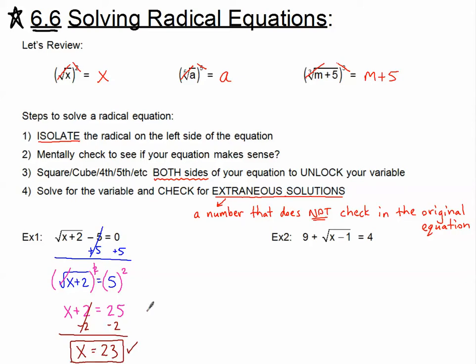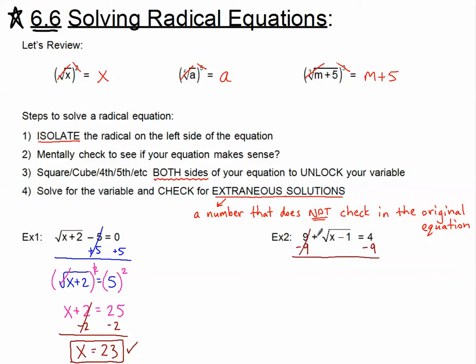Excellent. Let's look at number 2. We're also dealing with the square root, so ultimately we'll probably be squaring to get rid of the square root. But I cannot square yet because it is not isolated. I have this 9 that's sitting over here. It's a positive 9, so I'm going to subtract 9, and I'll just do that from both sides.